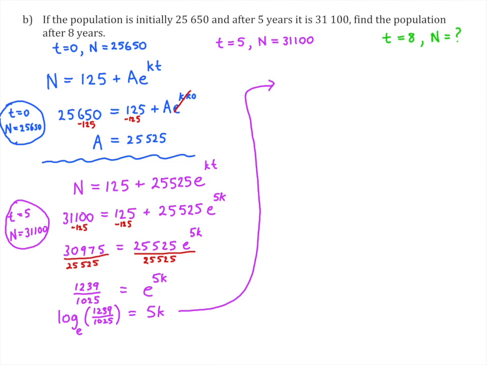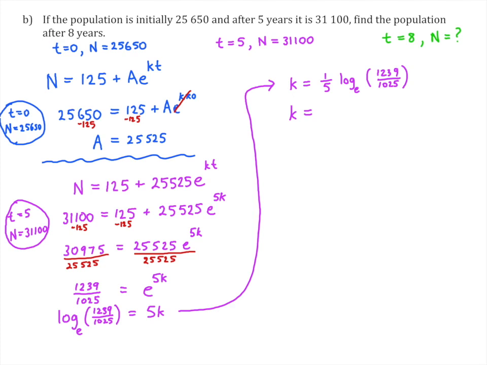I want to get k by itself, so I'm going to divide both sides by 5. This is a tricky way to write it. If I'm dividing by 5, that's timesing by a fifth. 1239 over 1025. Okay, there's my statement that tidies it up. Probably didn't even need to rewrite this line here. I could have just typed this into the calculator and pushed divided by 5.